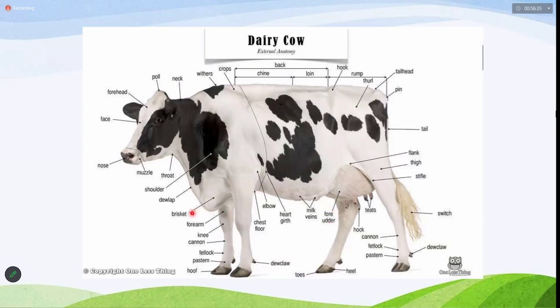Where the brisket is, where it is developed. You can see here the shoulder, the joint near the chest. Likewise, the hoof, then the elbow, head girth, milk veins, then this is the udder, there are teats to collect the milk. The tail pin, likewise a number of parts are there: forehead, face, nose, throat, neck.